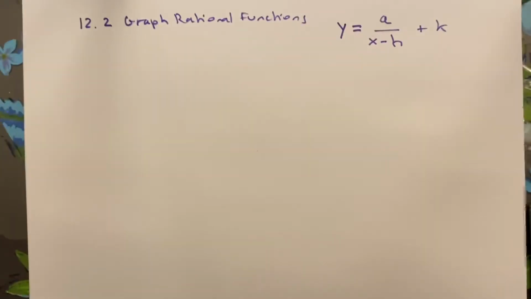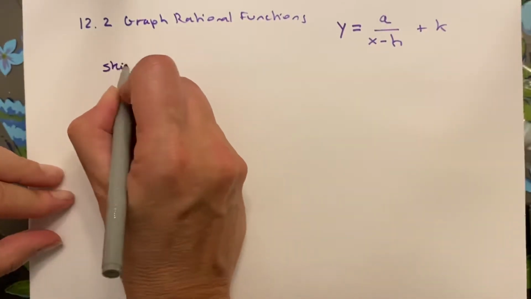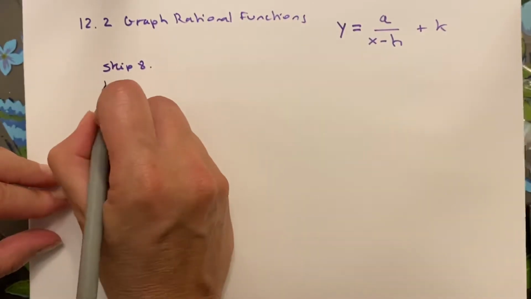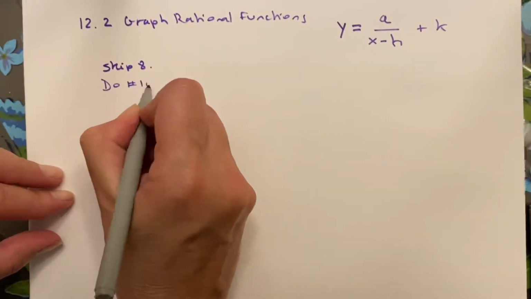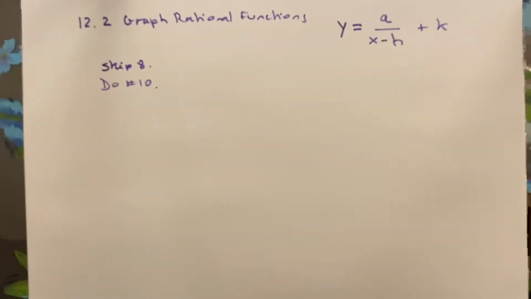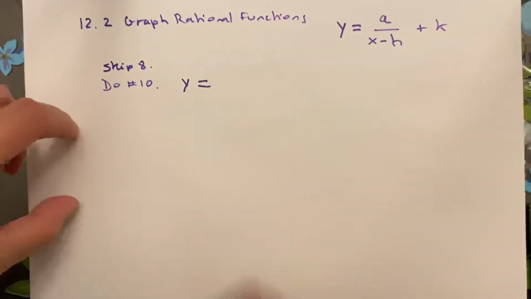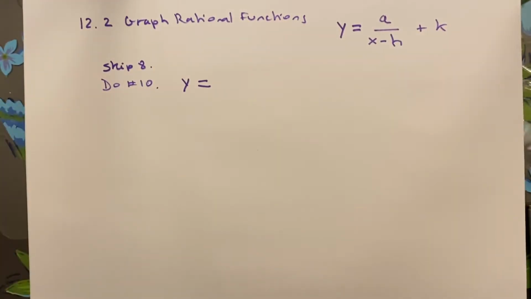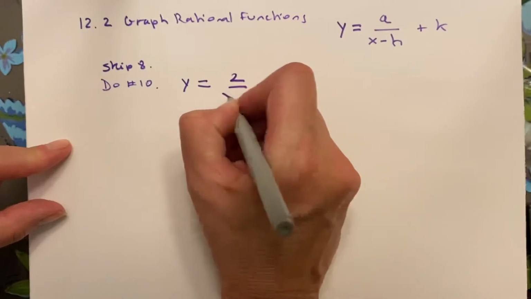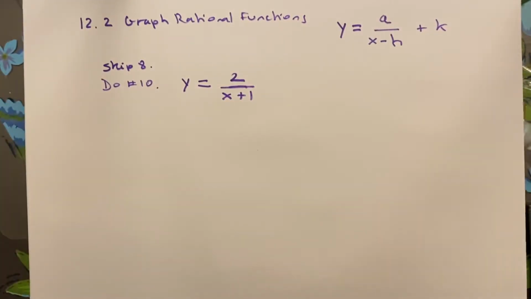So knowing that, I'm going to skip 8 and go right to the harder one. So I'm just going to skip 8 and do number 10. And of course, yes, you've got to do all the odds, but you can check yours in the back of the book. So number 10 is y equals 2 over x plus 1 plus 1.